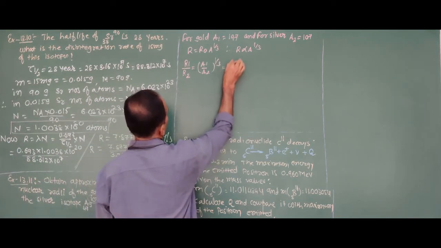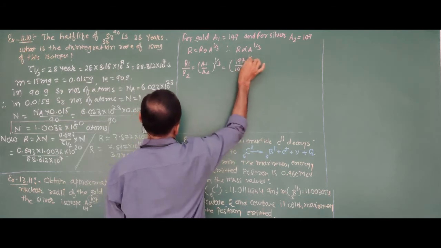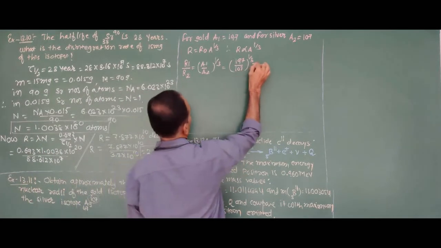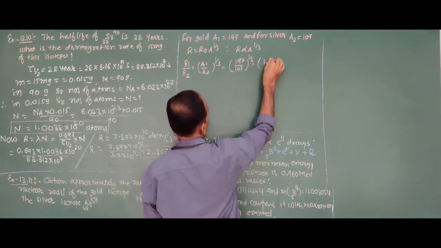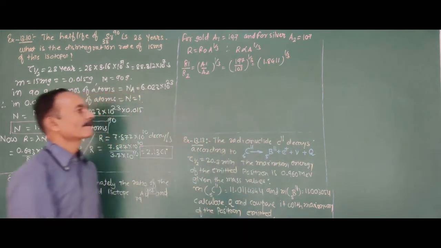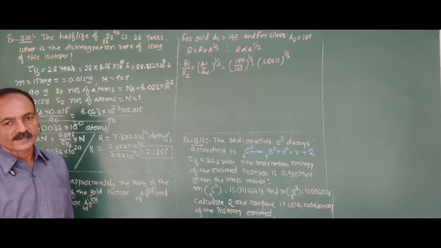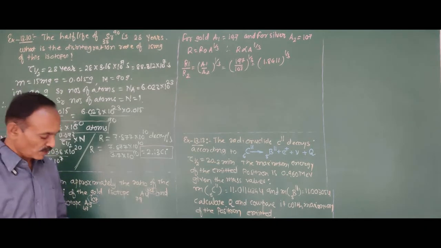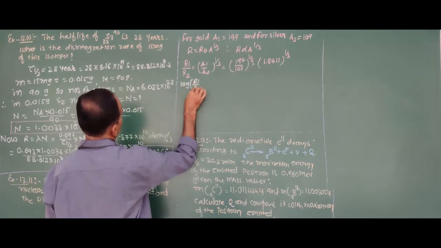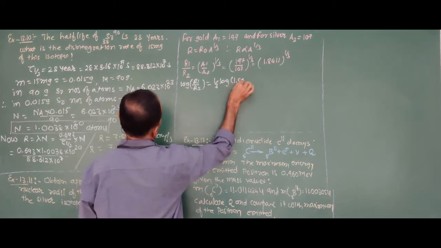Substitute the value of A1 and A2: 197 upon 107 raised to 1/3. Now the simplification of 197 upon 107 is 1.8411 raised to 1/3. Okay, how do we find the cube root of this quantity 1.8411? For that purpose, we have to take the log on both sides. Therefore, log R1 upon R2 is equal to 1/3 log of 1.8411.